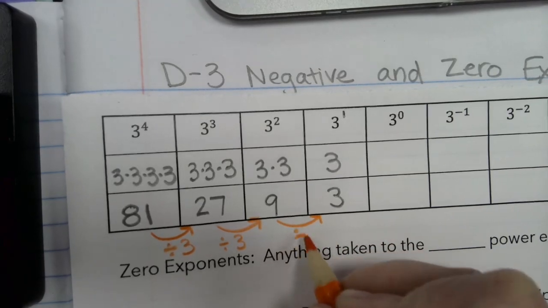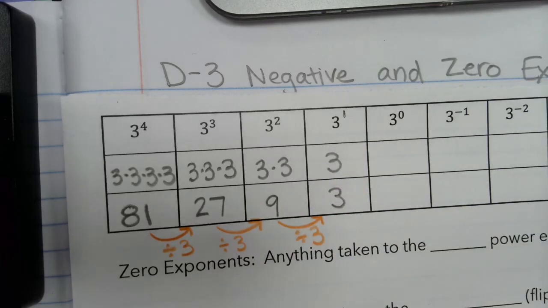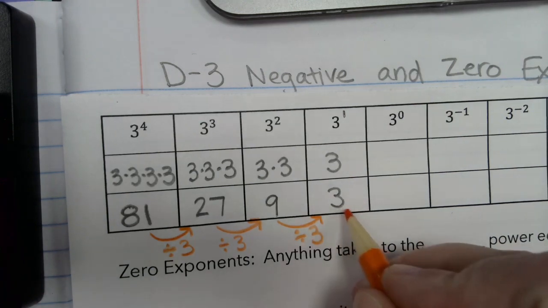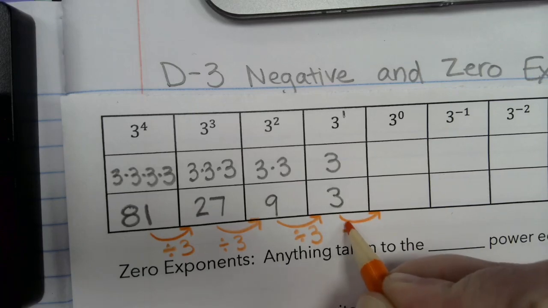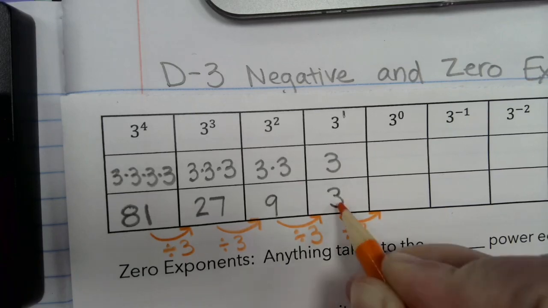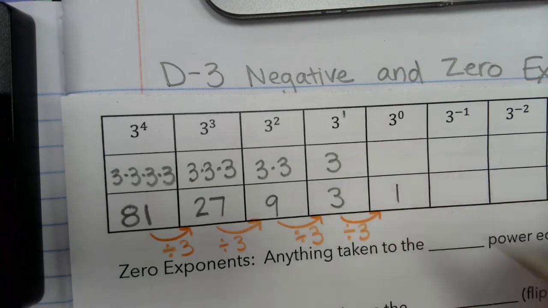3. So no matter what I get in this one here, if it was 2 to the 1st power, I would just get 2. 1 to the 1st power, I would get 1. 10 to the 1st power, I would get 10. Either way, I'm always going to be taking this number and dividing by itself to get that next number. So what is 3 divided by 3? 1.